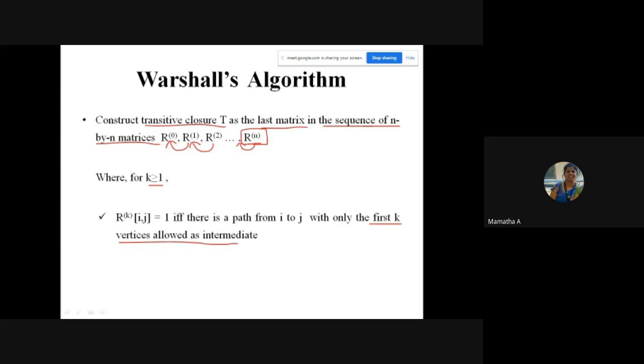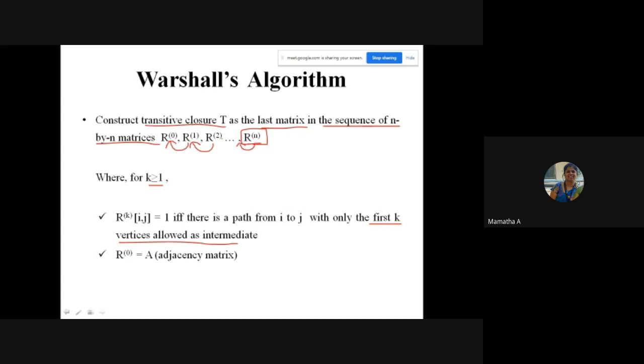Whatever I write in the brackets will define which vertices act as intermediate. Try to understand, it is not the numbering of the vertices. You can say the first 2. Anyway, we will take it in sequence only, not a problem. If it is A, B, C, D, first 2 will be A, B. Next, first 3 means A, B, C, like that. So these vertices are acting as intermediate.